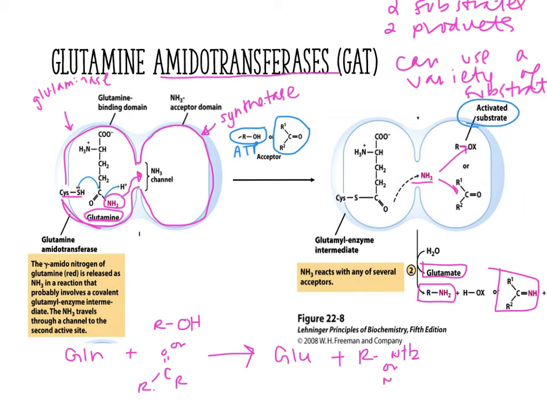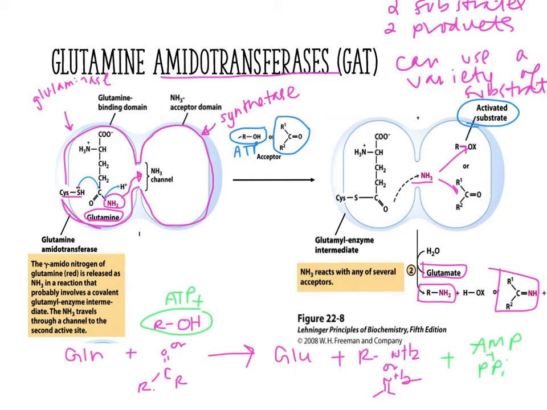Myself a whole lot of room at the bottom here. You get the idea. Again, if it's an alcohol group like this, then you also have to have ATP. So plus ATP, and then you'll get AMP and pyrophosphate back out. We're going to look at a specific amidotransferase that makes asparagine.